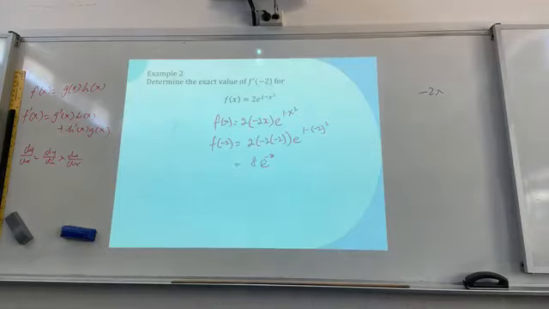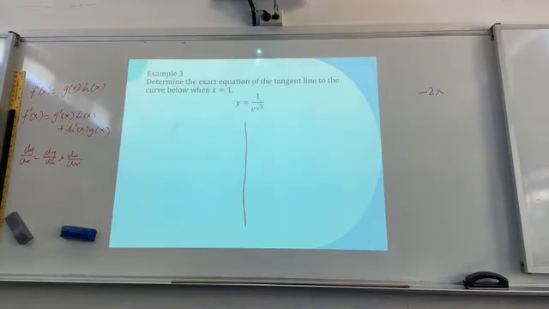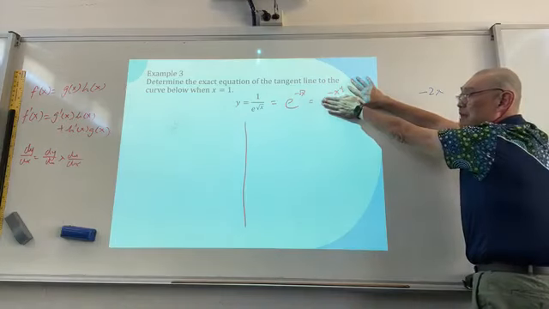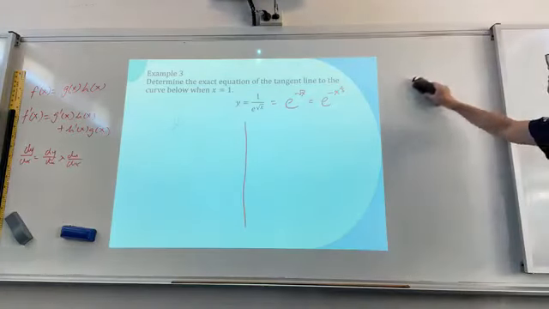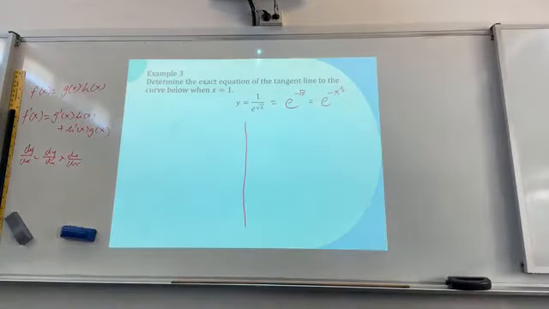All right, let's move on. Can you determine the exact equation of the tangent line to the curve below when x equals 1? So what is the tangent line? You need to find the gradient, correct? To find the gradient, you need to find dy dx. You also need to find y. If I were you, I would rewrite this as e to the power of minus square root of x, or e to the power of minus x to the power of half, so that you can differentiate that bit. It makes life simpler. I always like to write it in terms of powers rather than radicals.